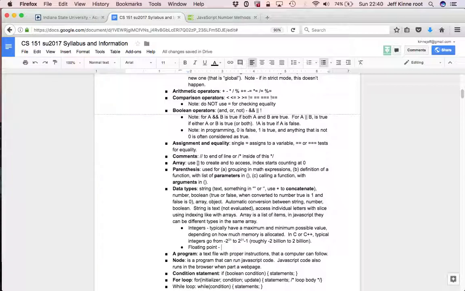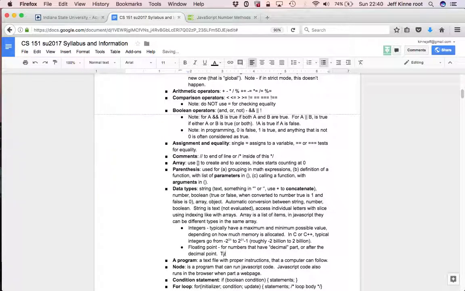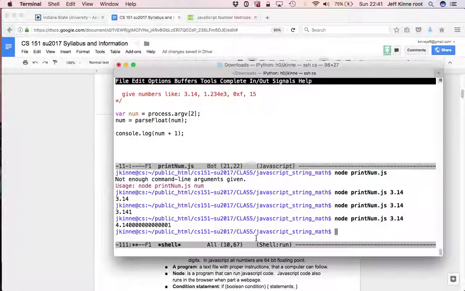A floating point number is for numbers that have some decimal part after the decimal point. And then we'll typically have a max and min and a number of significant digits. In JavaScript, all numbers are 64-bit floating point. So the 64 bits goes into saying how many digits of precision and how large and small the numbers are. So there is no such thing as an integer.